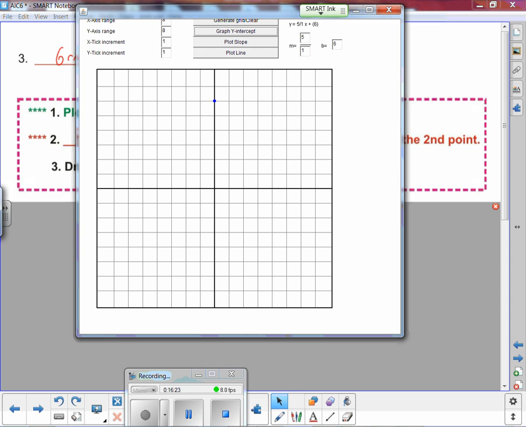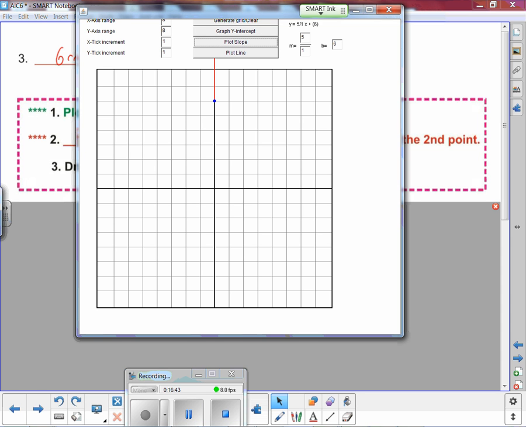So the y-intercept there is at (0, 6), right? And then what does the slope tell you to do? What does the top tell you to do? Say it if you know it. Go up 5, and then the bottom tells you to do what? Go right 1. So I don't know what it'll do here with its graph, but we'll see.